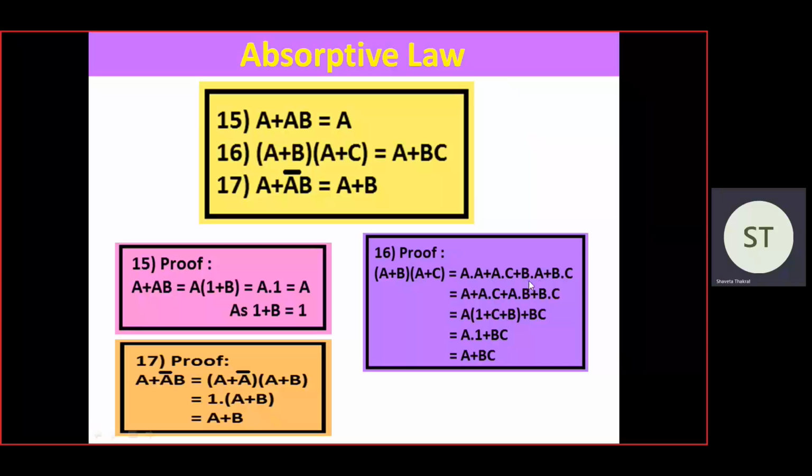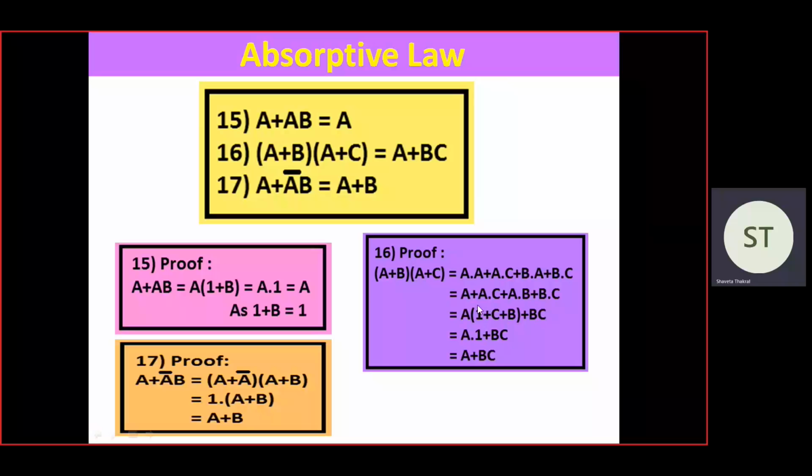Then B dot A, we can write it as A dot B, that is the commutative law we have discussed. B dot A is equal to A dot B, and here we have B dot C. So here we have A, here we have A, here we have A. So in these three terms we can take A common. If we take A common, here it will be 1, here it will be C, and here it will be B. So here we have plus BC. So A dot (1 plus C plus B).